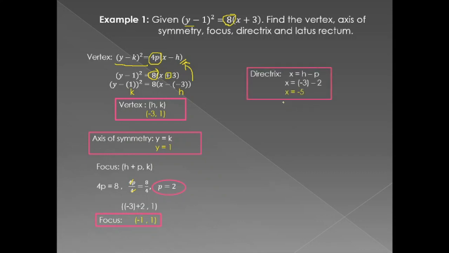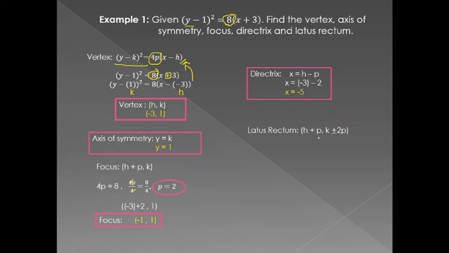Next, for the directrix, ang ating equation is x is equal to h minus p. Substitution lang ulit. Our h is equal to negative 3 and our p is positive 2. So, meron tayong negative 3 minus 2, so that is equal to negative 5.